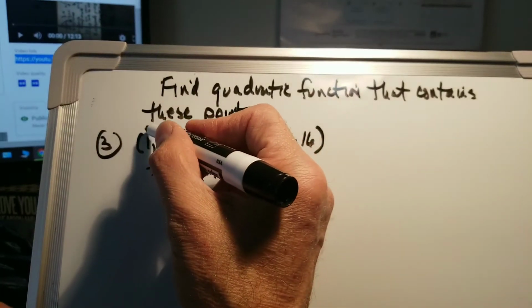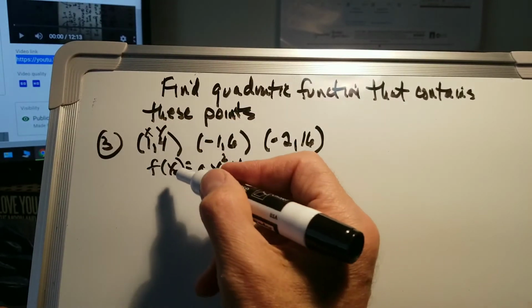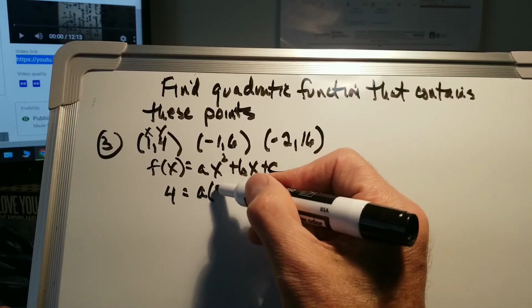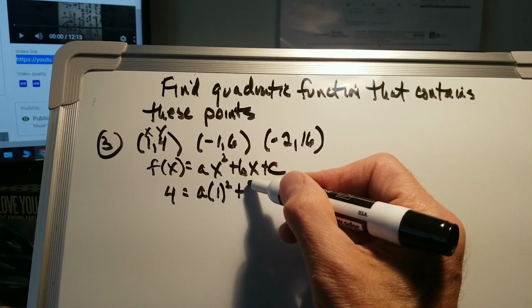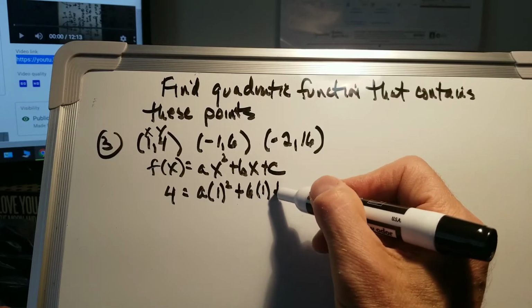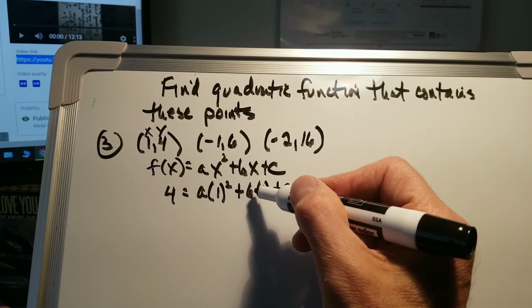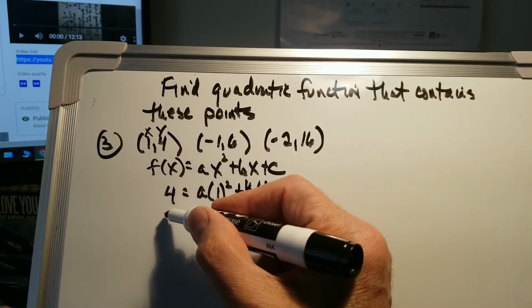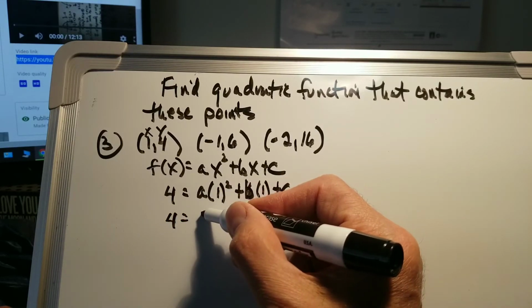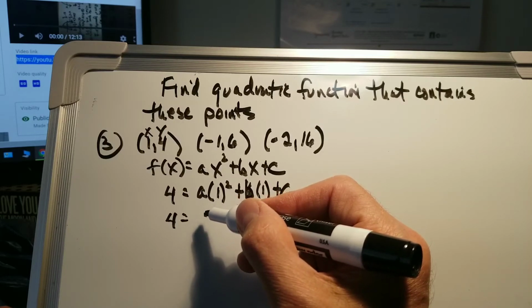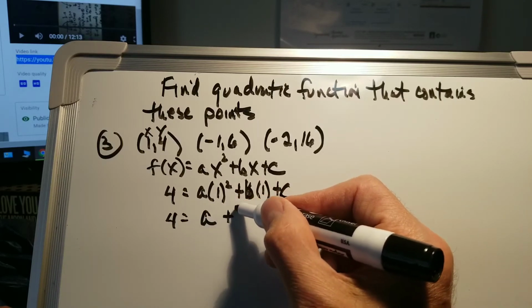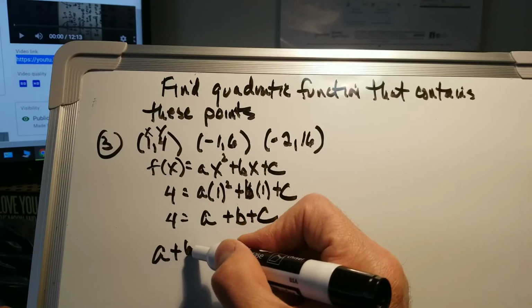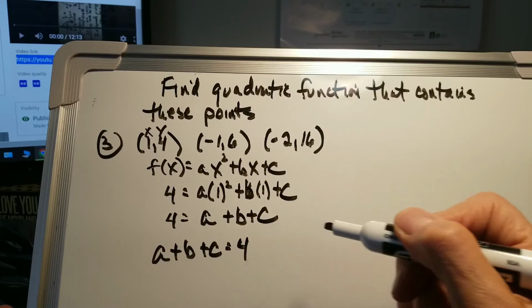First one is, this is x and y, right? F of x is equal to y, 4 is equal to a times 1 squared plus b times 1 plus c. So we have 4 is equal to a plus b plus c. So we have one equation, a plus b plus c is equal to 4.